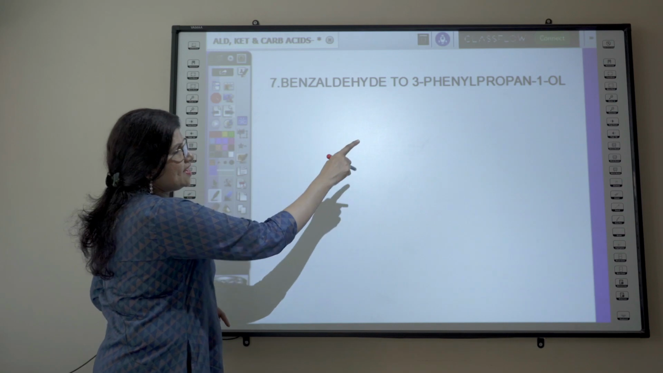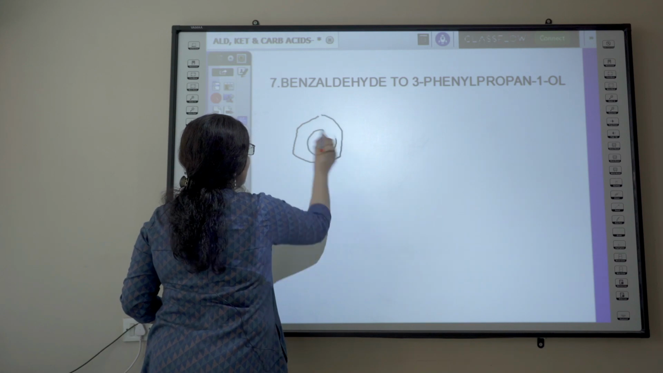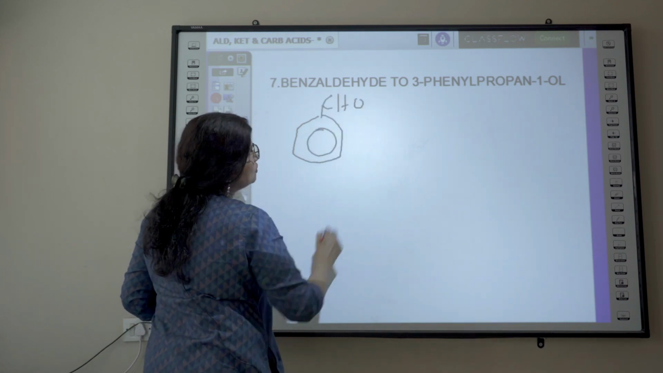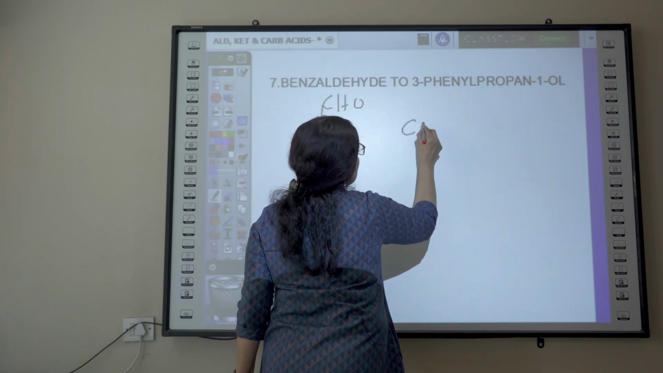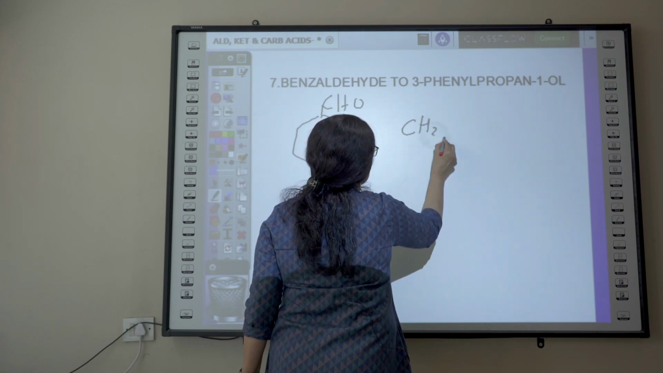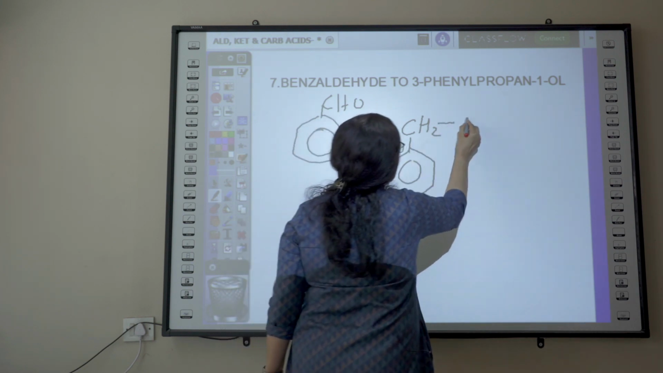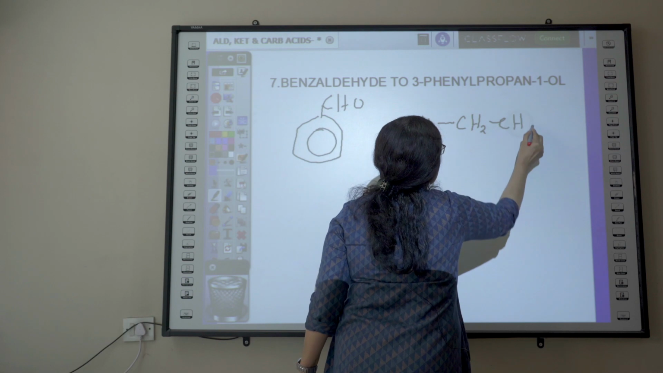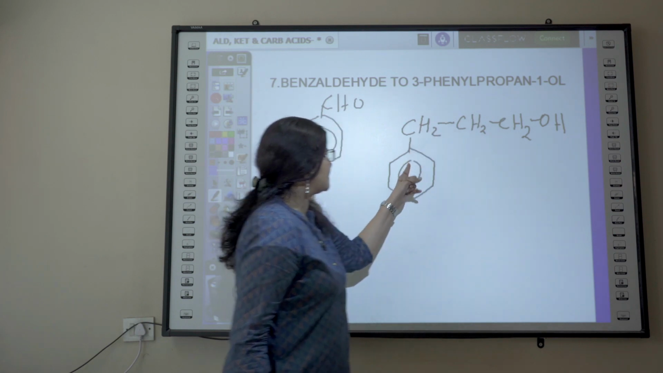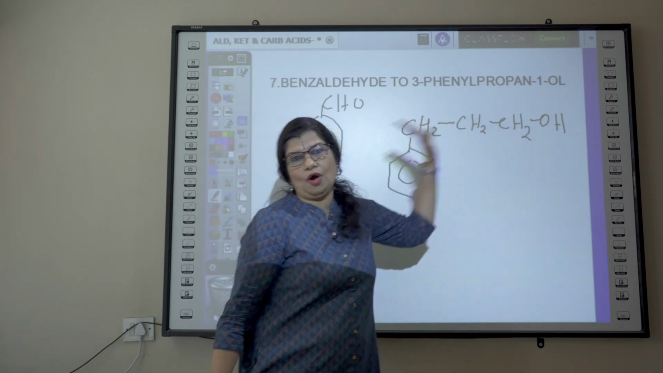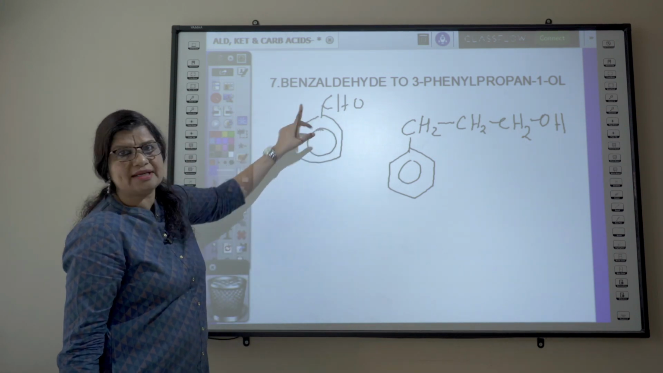Benzaldehyde to 3-phenyl propan-1-ol. A very interesting reaction again. So, we have benzaldehyde, CHO, to 3-phenyl propan-1-ol. So, you have 3 carbon atoms, CH2. Here we have the benzene ring. There is a third carbon atom, CH2CH2OH. This is 3-phenyl propan-1-ol. It's a primary alcohol. Now the thing is, there is already 1 carbon atom on the benzene ring.